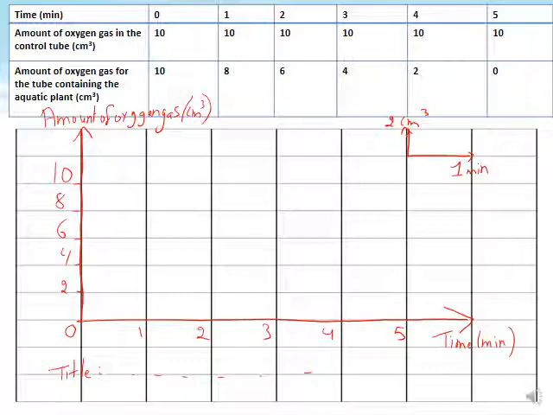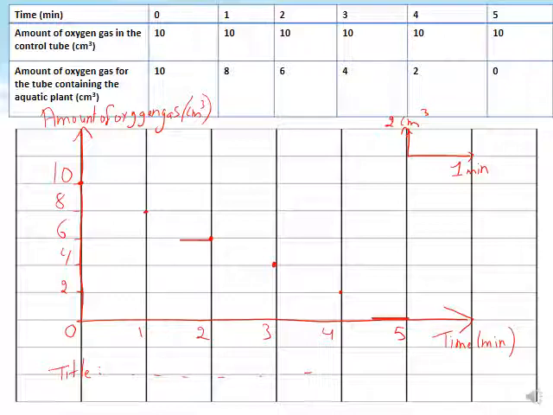tubes. The first one is the control tube, and the second is the one containing the plant. Let's start with the one containing the plant. So at time 0 it was 10. At time 1 it was 8. At time 2 it was 6. At time 3 it was 4. And at time 4 it was 2. And at time 5 it was 0.